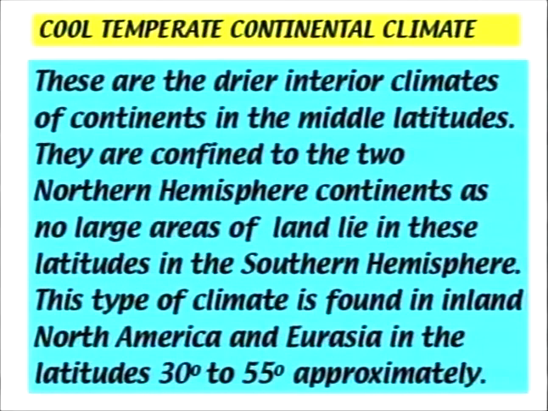The important points for you to make note of from the introduction will be the location, mainly 30 to 55 degrees north approximately, and also the drier climates, confined to the two continents in the northern hemisphere. These are mainly the drier interior climates of those two continents that we are making reference to.